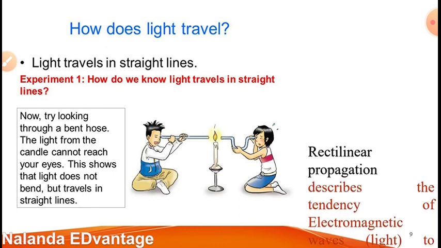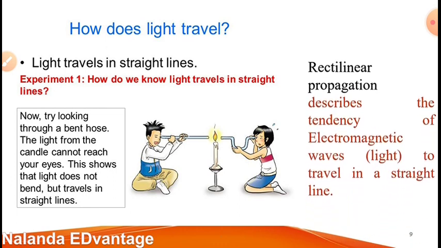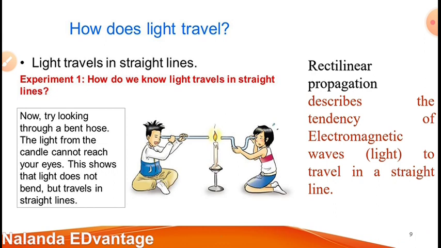Now, the most important question is, how does the light travel? Light travels in a straight line. And how do we know this for sure? We will do an experiment. There are two experiments that you can see. For example, look at the figure given below. There are two students and a candle flame is placed in front of them.